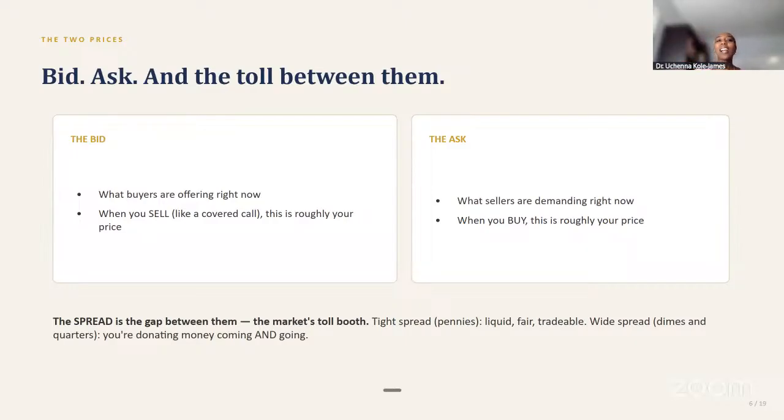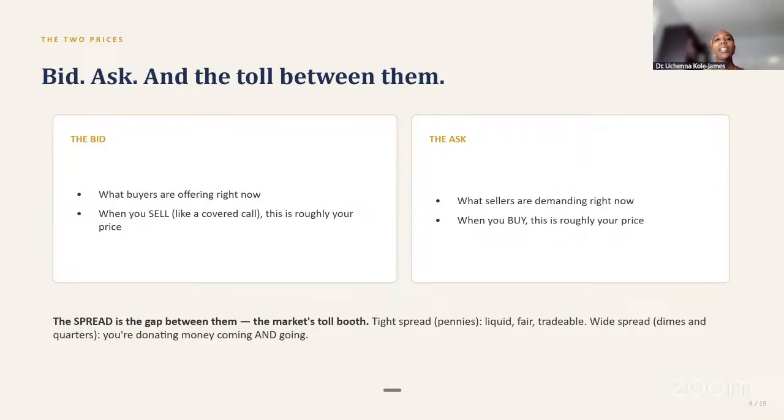Okay, so what exactly is the bid? The bid is where we sell our options. It's a column on the option chain. That's what the buyers are offering right now. When you sell, like a covered call, this is roughly your price. The ask is what sellers are demanding right now. When you buy, you're buying at the ask price.